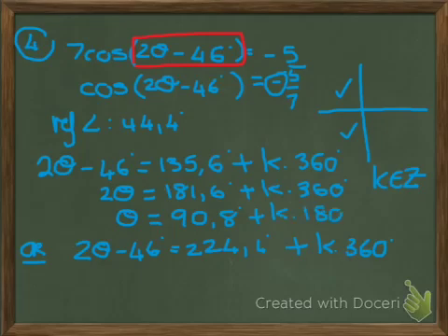Now, obviously, when you look at this, if you had to draw the graph of cos of 2 theta minus 46, because it's a 2 theta, there would be a period change. Your period would be 180 instead of 360.